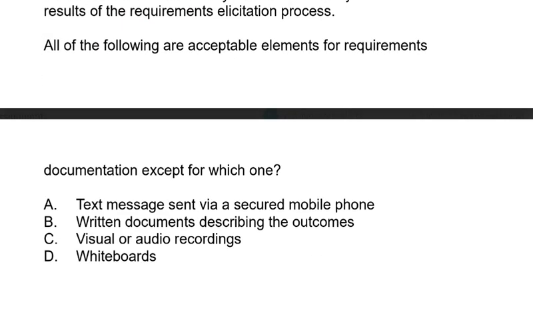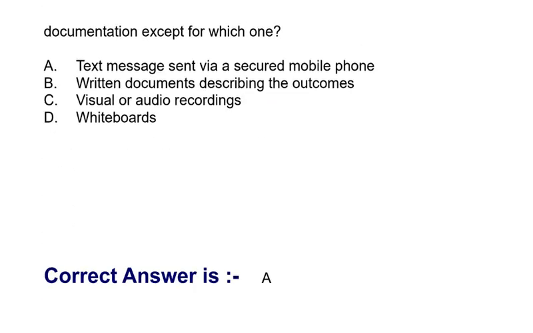Option A, text message sent via a secured mobile phone. Option B, written documents describing the outcomes. Option C, visual or audio recordings. Option D, whiteboards. Correct answer is option A.